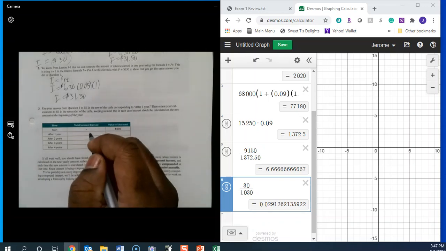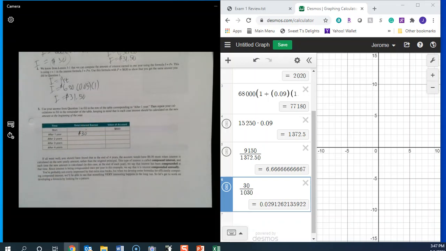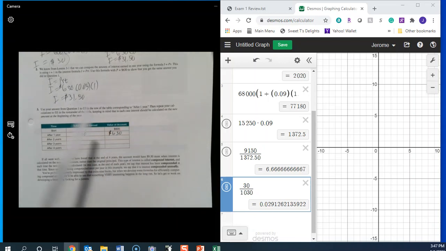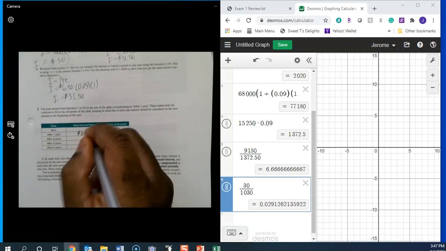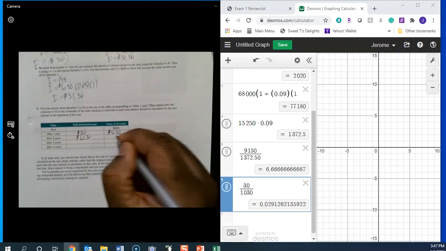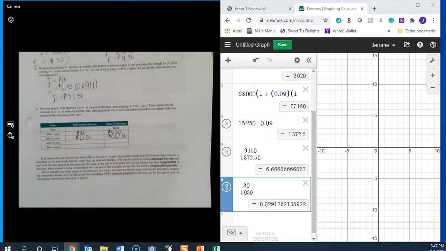Okay, so now we know it's $30 for the first year. So this would be $630. We calculated the second year here, which would give us, we add $31.50 to this $30. So it'd be $61.50. So it'd be $661.50.